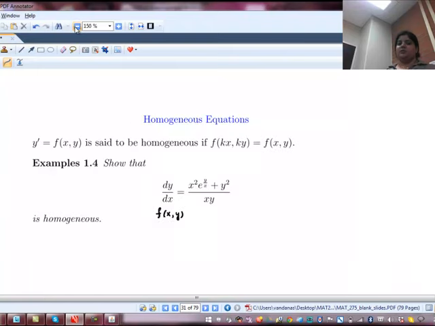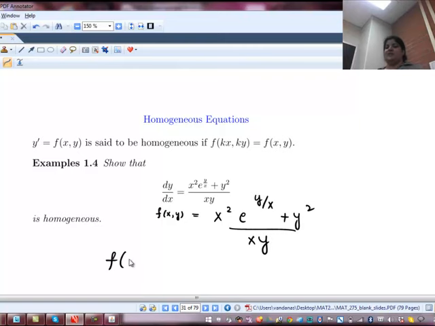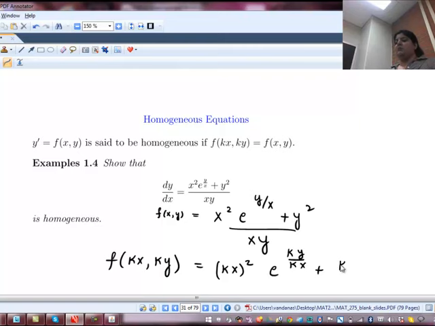Magnification is too much. f of x y is equal to x square e to the power y over x plus y square over x y, right? So f of k x and f of k y will be, I will replace everywhere x with k x, and everywhere y with k y. Now I am checking whether it is a homogeneous differential equation or not.